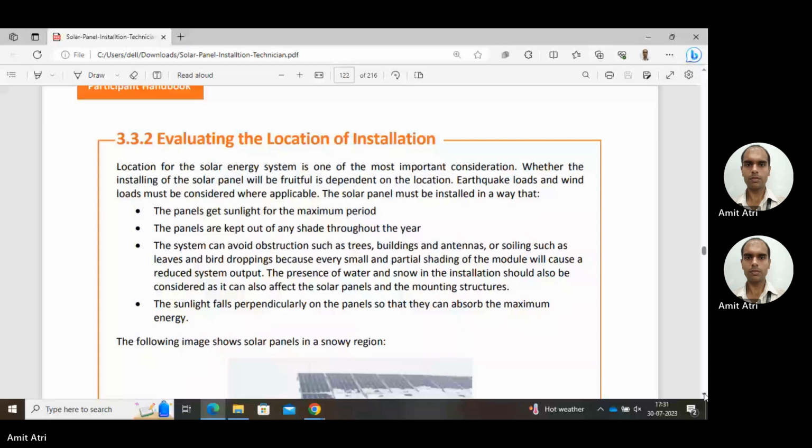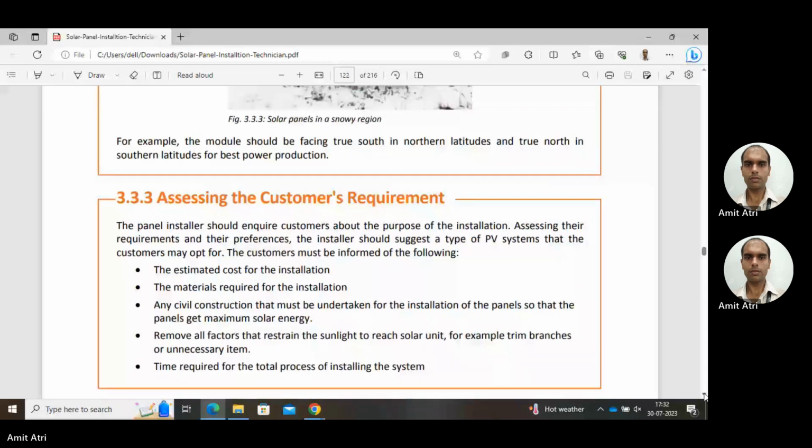Now the next part is the customer's requirement. In section 3.3.3, we are assessing the customer's requirement. The panel installer should inquire of customers about the purpose of the installation. How much energy is required? Why does the customer want the solar PV system? Assessing their requirements and preferences, the installer should suggest a type of PV system that will be suitable for that customer.